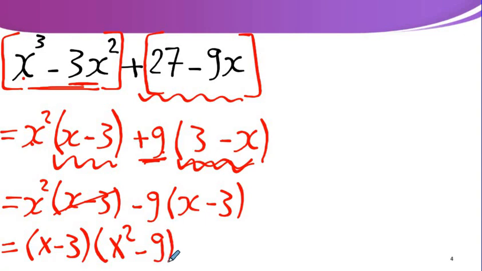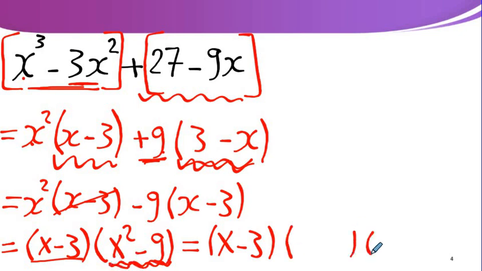And pay attention, x square minus 9 here is a difference between two squares, so you should factorize it. First write x minus 3 as it, and to factorize this expression, open two brackets, one positive and one negative. The square root of x squared is x, and the square root of 9 is 3, so here is x plus 3 and here x minus 3.